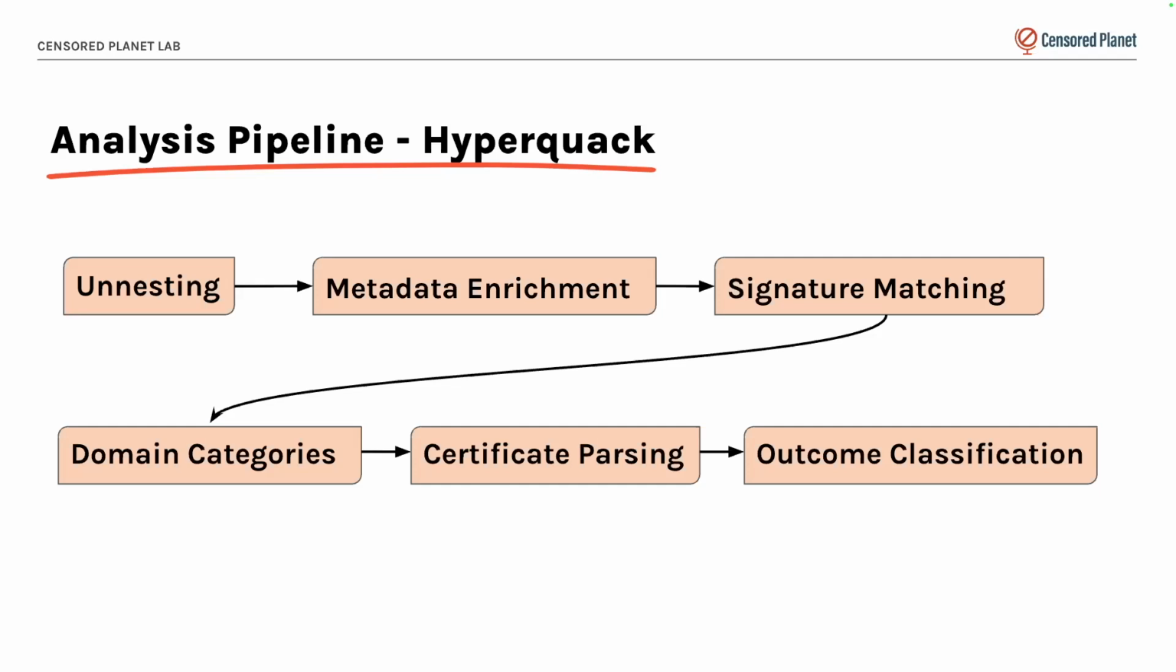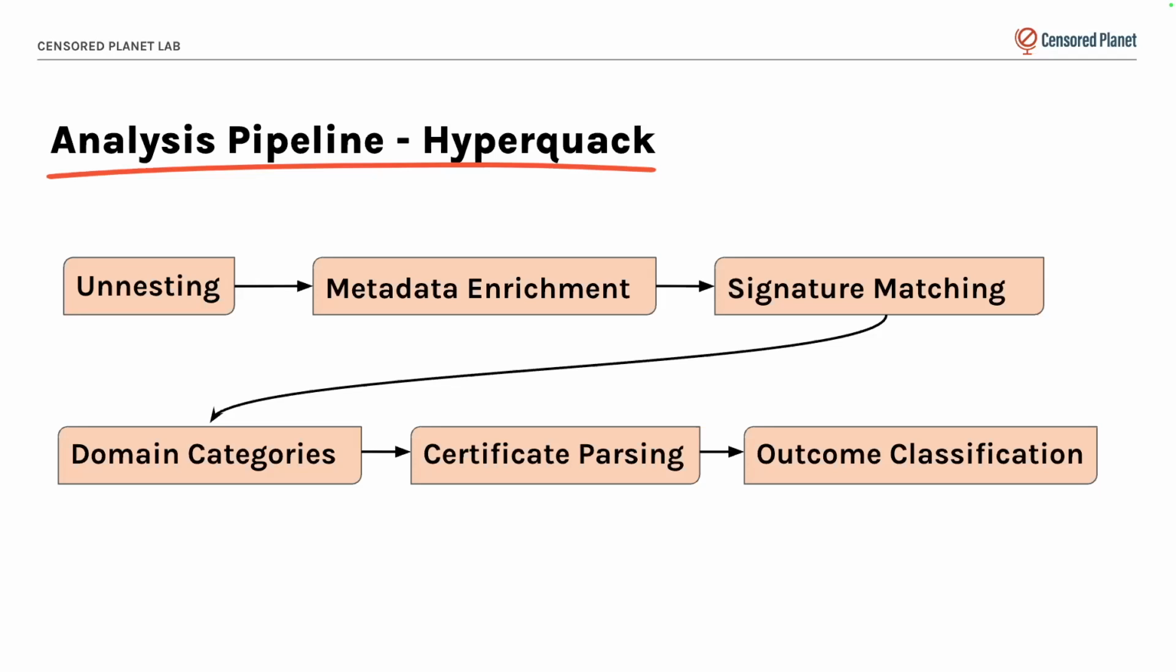Then we do some metadata enrichment, where we add IP metadata and geolocation data. In the next step, we do signature matching, which means we have a bunch of signatures that we look for to detect block pages. If we actually detect a block page, this is most certainly an indicator for censorship. After that, we also add a domain category for each domain, which we predefined.